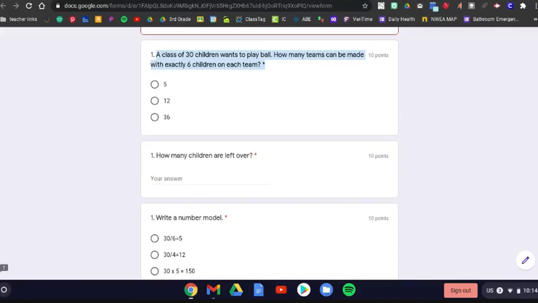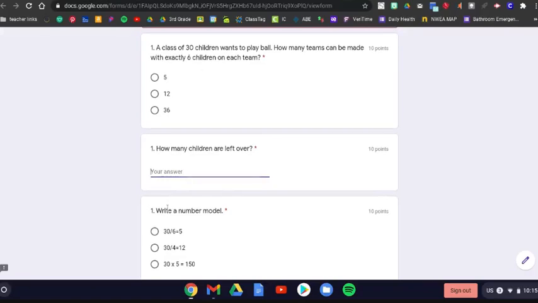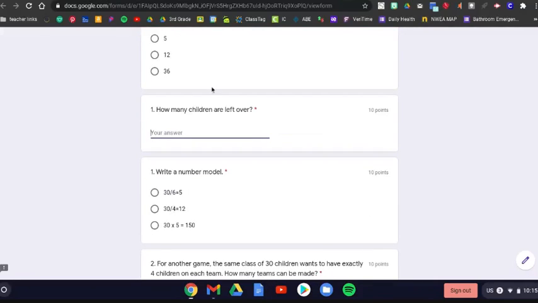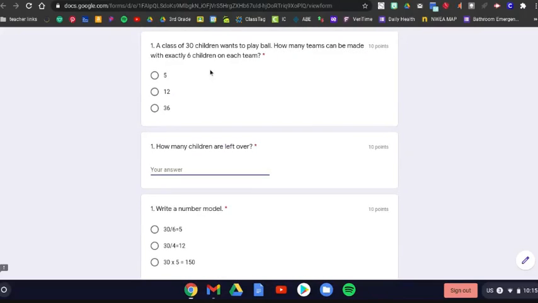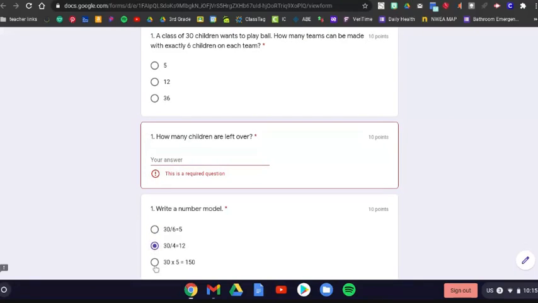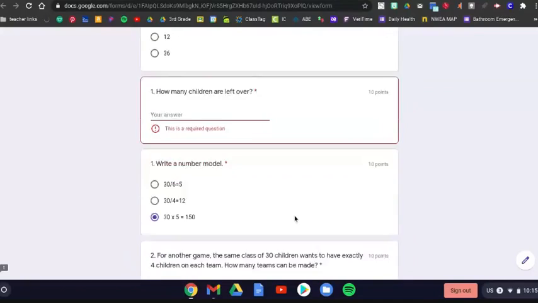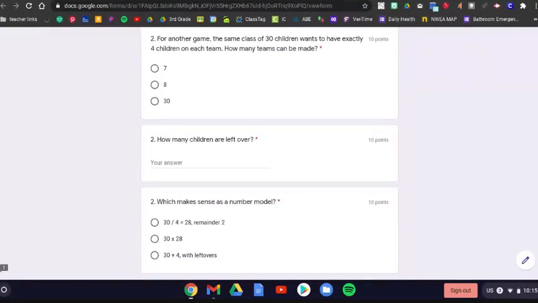So the first question is multiple choice. It says a class with 30 children want to play ball. How many teams can be made with exactly 6 children? Then you're going to find the answer. The second part says how many children are left over? Is this an equal fact, or are there kids left over? And then you're going to put that answer in here. And then it says select the number model. What equation is that? I have 30 children divided by 6 on each team to give me the mystery answer. So you're going to click on whichever equation is correct, click into the white space, and go on to the second set. Do we sound okay so far?